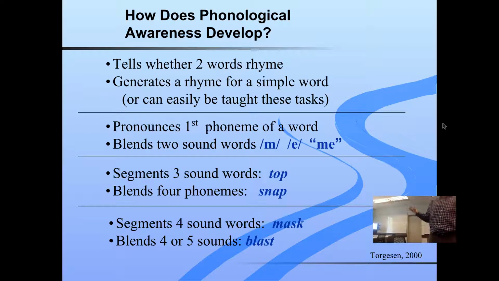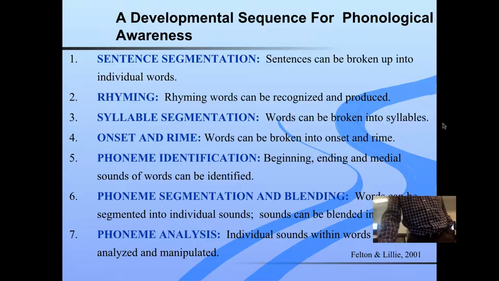Then can they blend sounds together? Can they then segment? Can they segment 4 sounds? Can they blend 4 to 5 sounds? This is kind of the major chart, all right? Looking at segmentation and blending.